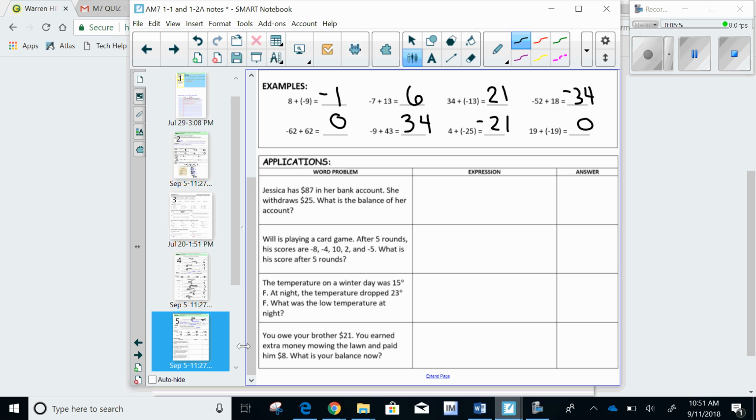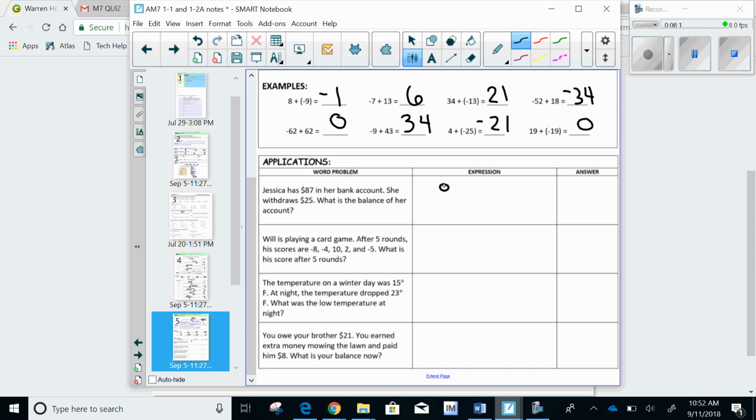And now we have some application problems. Jessica has $87 in her bank account. She withdraws $25. What is the balance of her account? So withdrawals means she takes it out. It's kind of like a negative or subtraction. So they want you to write an expression. An expression we saw on the first pages. It does not have an equal sign.